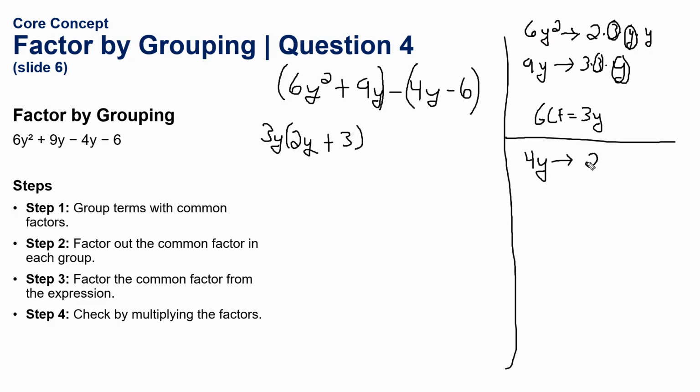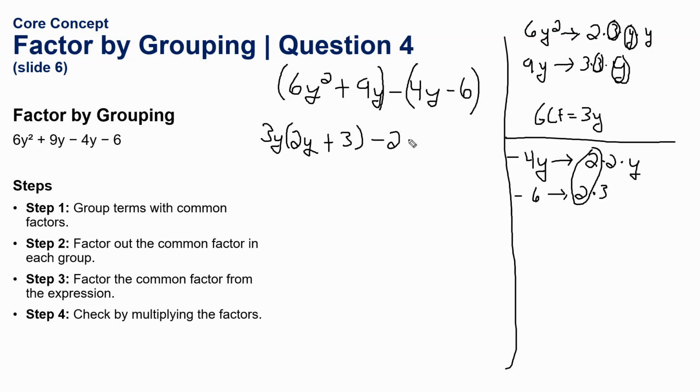So 4y can be 2 times 2 times y. Should put a minus there too. There's a minus really. And then a minus 6 is going to be our 2 times 3. Now looking at our common terms, the only common one is a 2 here. Okay. So at this point then, we're going to factor out a 2. Make sure to put the minus there.